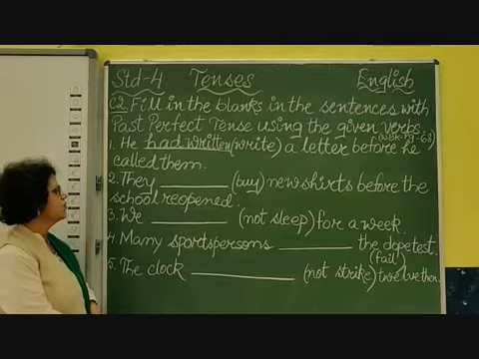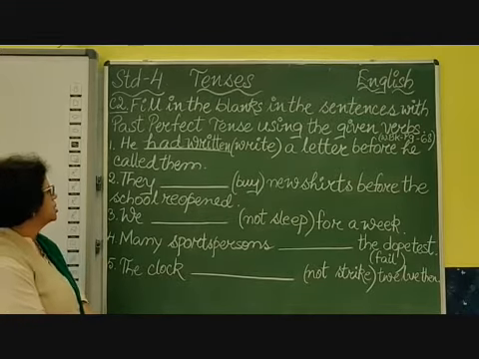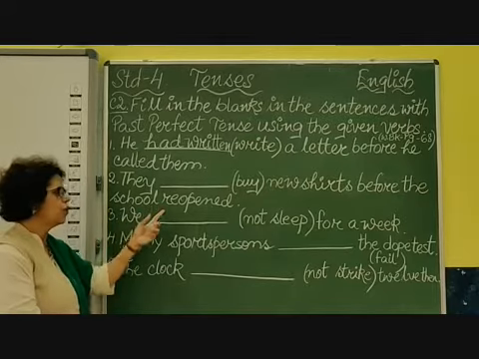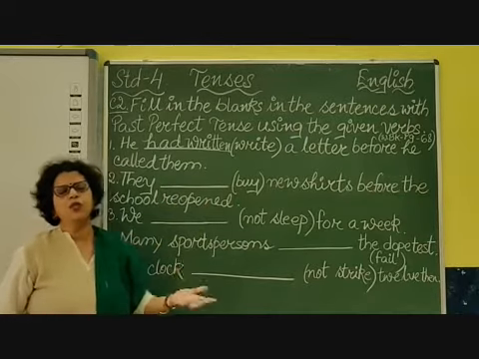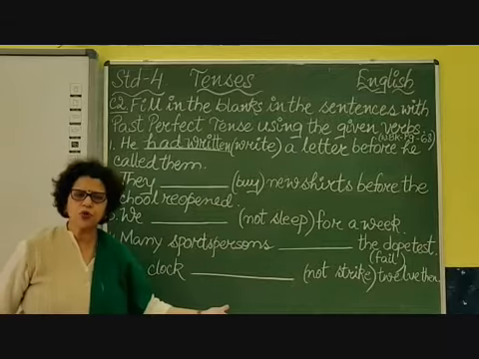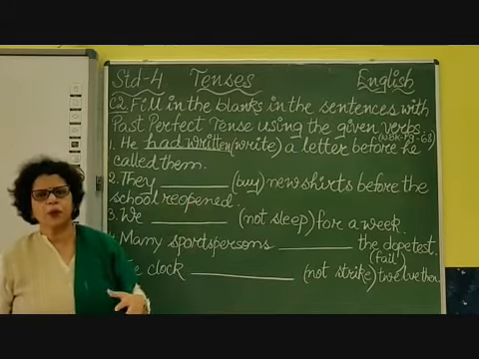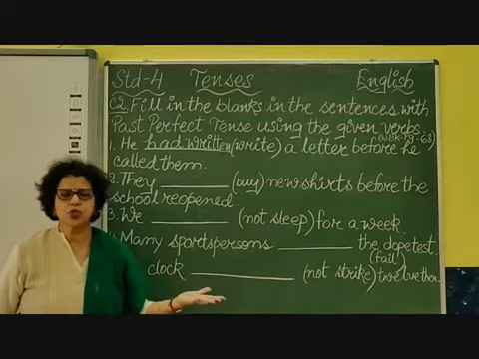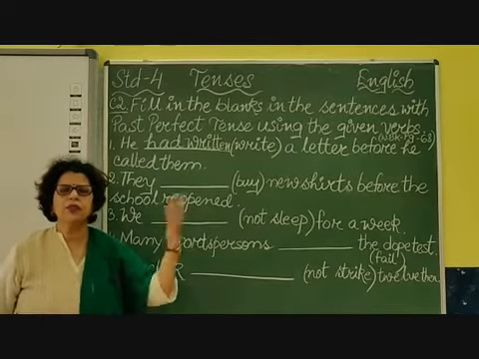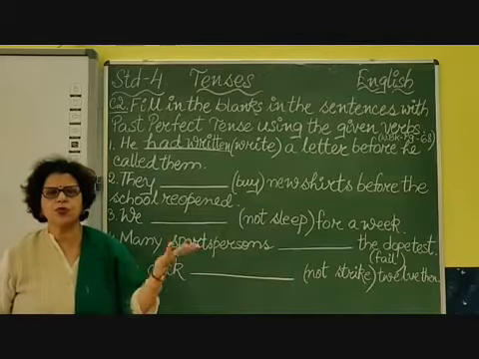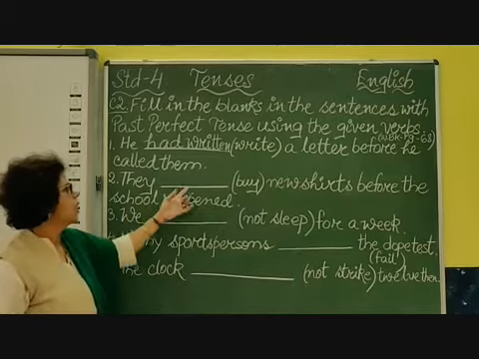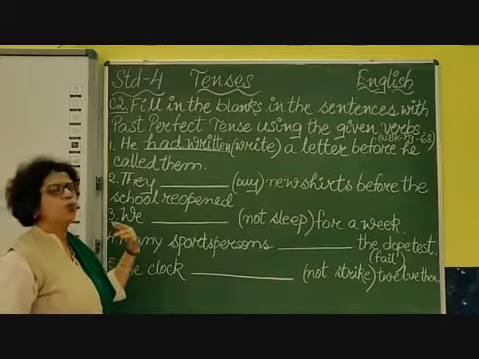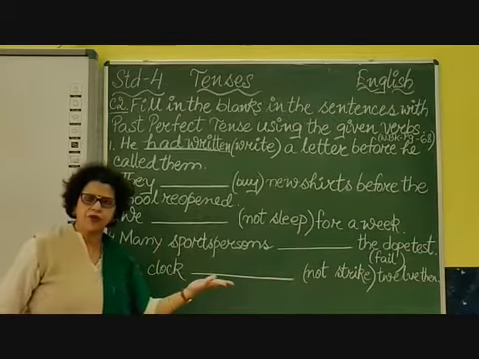Coming to the second one, children, they dash new shirts before the school reopened. So again you see two actions. One, school reopened, one, buy new shirts. Now which happened first? First buy the new shirts and then the school reopened. Of course in your case also it happens that you purchase new shirts, uniform, and then the school reopens. Before the school reopens, you buy. So they had bought new shirts before the school reopened. Actually, school reopened afterwards.